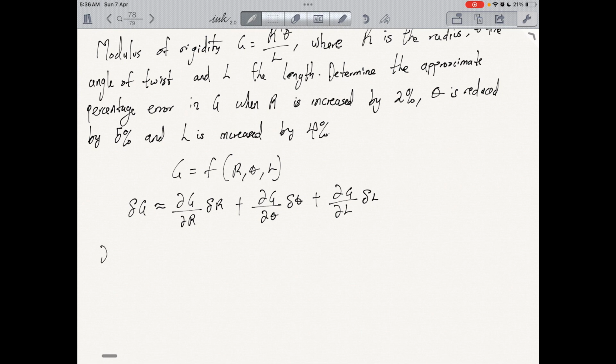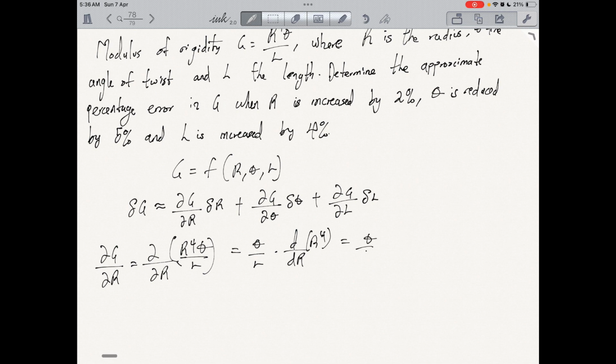So let's evaluate the partial differential with respect to R, and that will be d/dR of R raised to power 4 theta over L. Since we are differentiating partially with respect to R, then theta over L will be constant, and then we have the differential of R raised to power 4, and this will give us theta over L multiplied by 4R raised to power 3. That is 4R cubed theta divided by L.